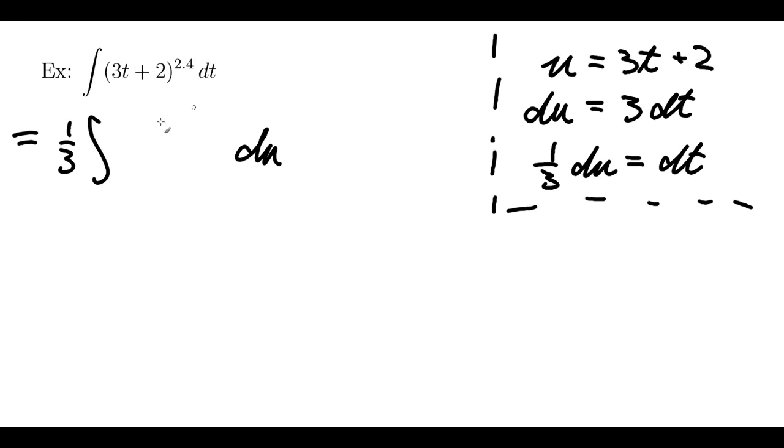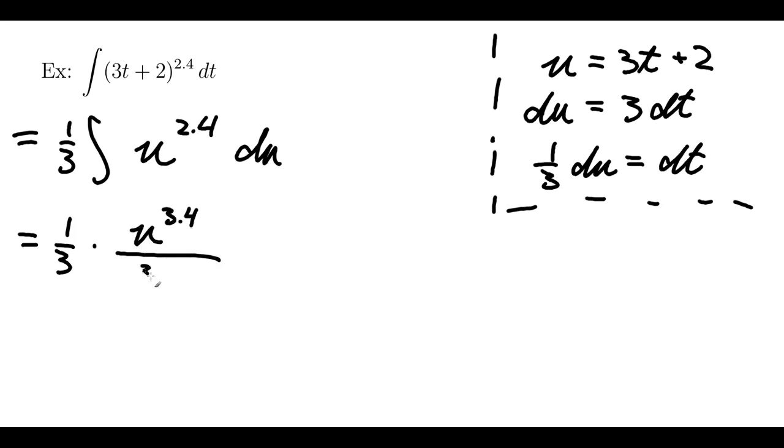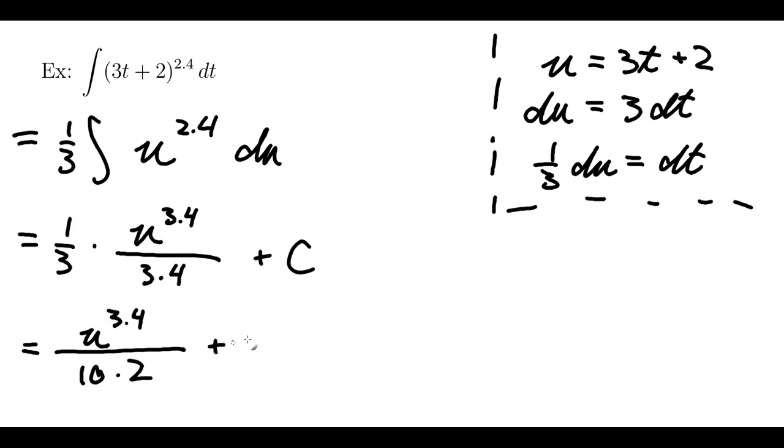3t plus 2 is equal to u. So we have u to the power of 2.4. After these substitutions, we get 1/3 the integral of u to the 2.4 du. Taking the antiderivative of that, we add 1 to the exponent using the power rule. So that is u to the 3.4 over 3.4 plus a constant. So we have u to the power of 3.4 divided by 3 times 3.4. So we get 10.2 plus a constant.